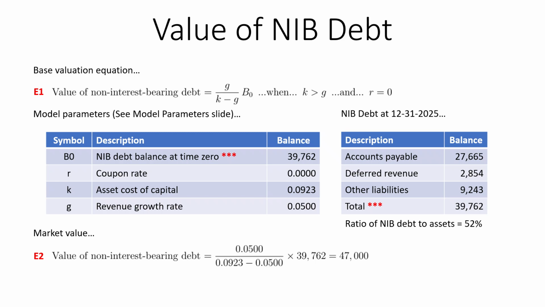So the market value of that is we go to E2. We have the value of non-interest-bearing debt. We take the revenue growth rate of G because remember the coupon is 0. We divide that by the debt cost of capital minus the growth rate. And again, this comes from the perpetual debt computations that we did in previous slides. We multiply that by the balance at 12/31/2025 of 39,762, and we get a value of 47,000. Now that 47,000 is a benefit to us, so that's an addition to value.